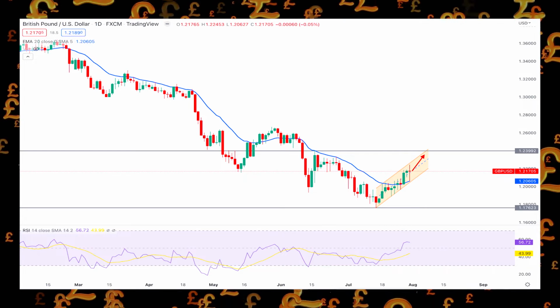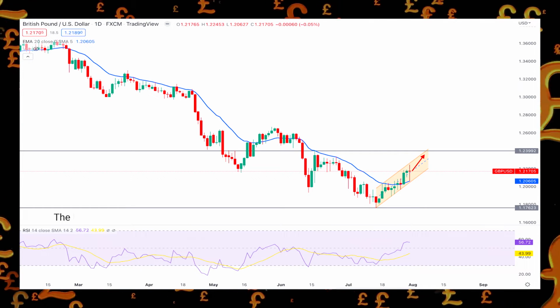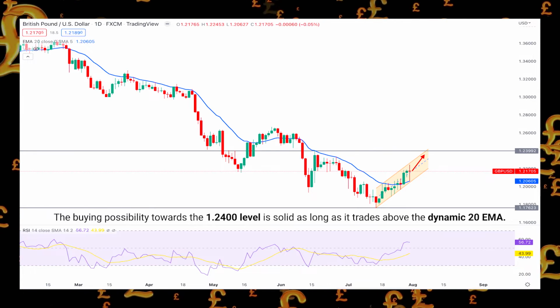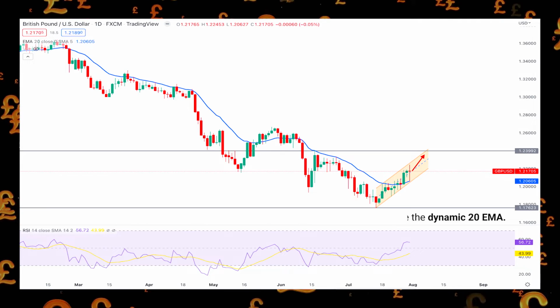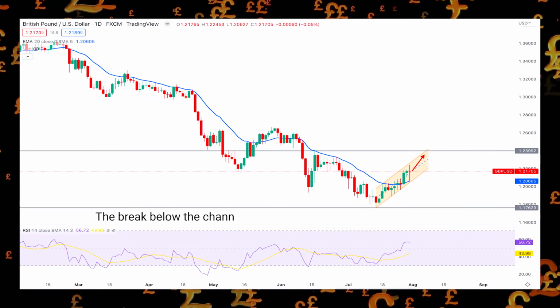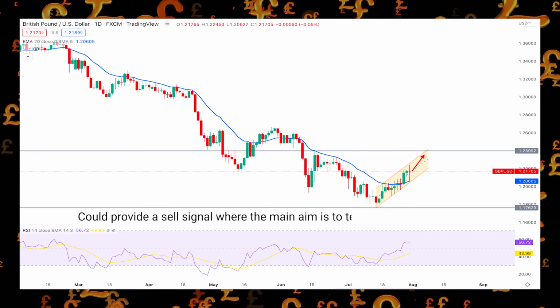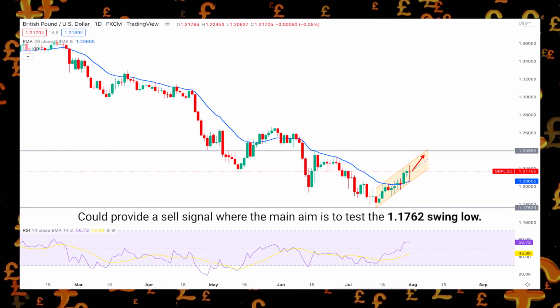In the GBPUSD weekly price analysis, the buying possibility towards the 1.240 level is solid as long as it trades above the dynamic 20 EMA. On the other hand, the break below the channel support with a strong bearish daily candle could provide a sell signal where the main aim is to test the 1.176 swings low.